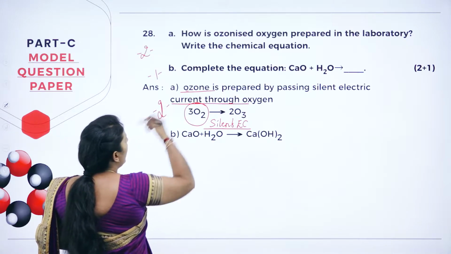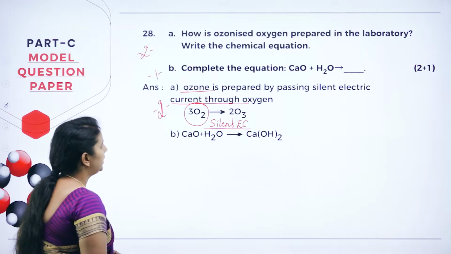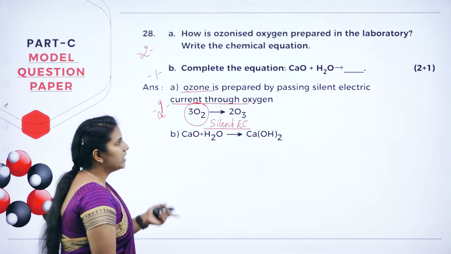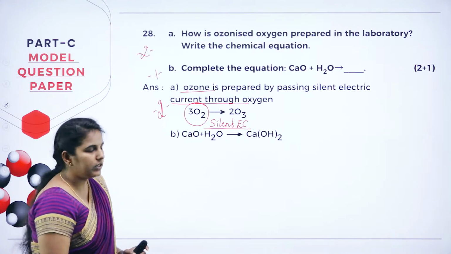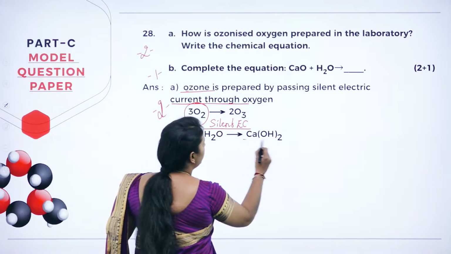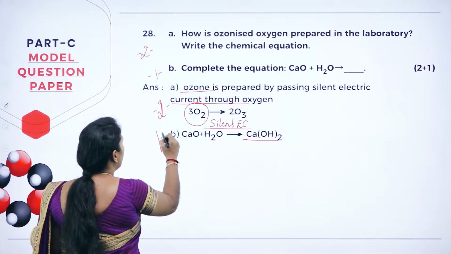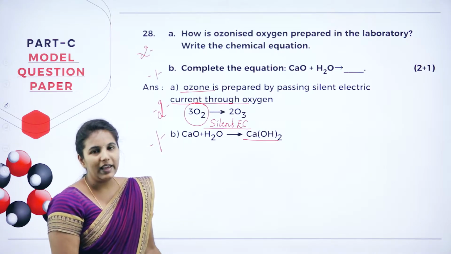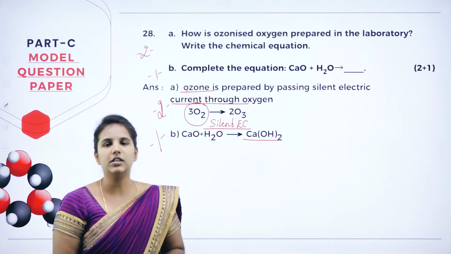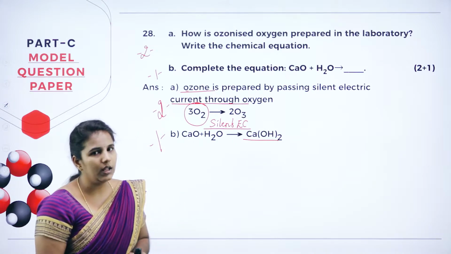And again we have one more question. Complete the following, where calcium oxide reacts with water. We know that it will form calcium hydroxide. If you write this product, you will get 1 mark. Easily you can get these 3 marks in the P block elements.